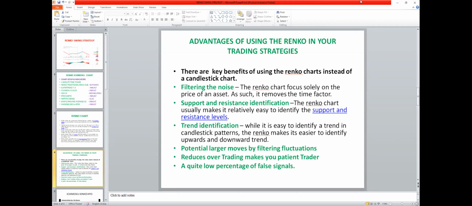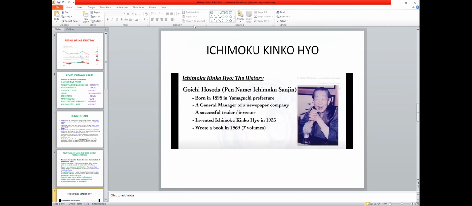Thanks. Okay, then next I will be explaining about the Ichimoku, because in that chart setup, Ichimoku is an important factor. So I will be explaining a little about Ichimoku, otherwise you will get confused.